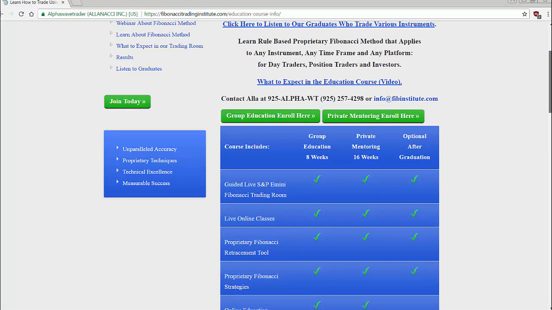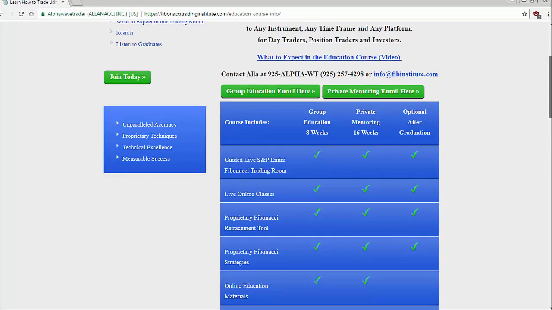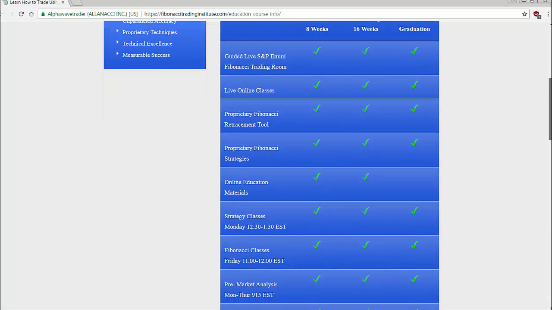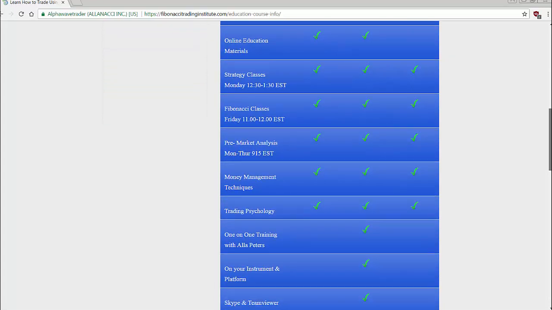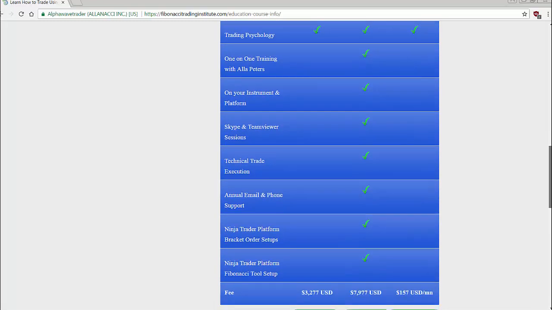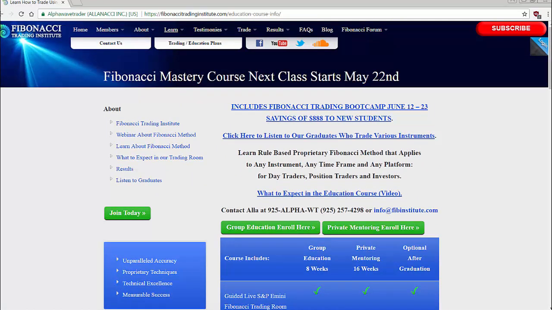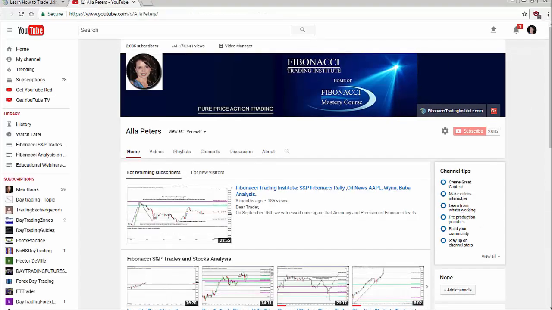Private mentoring is 16 weeks, group education 8 weeks, and both include bootcamp. In private mentoring, I practice your execution. I concentrate on your technical skills. We work via screen sharing. This is not something I can do in a group session. While in private mentoring, you have access to all group sessions. Group course is 3277, private mentoring 7977, which includes bootcamp, a savings of $888.